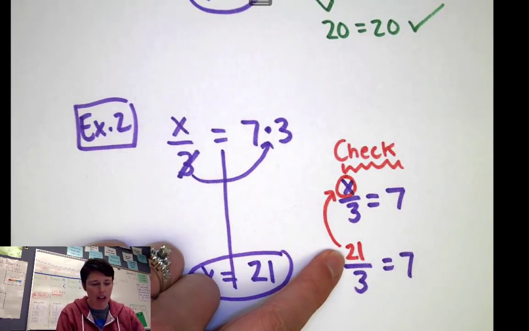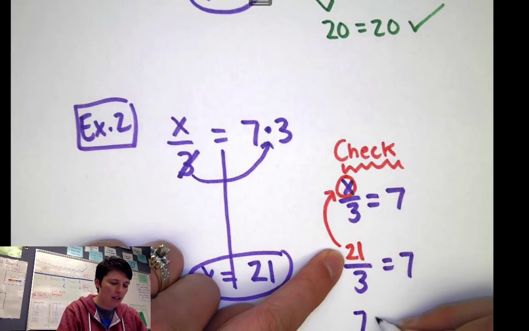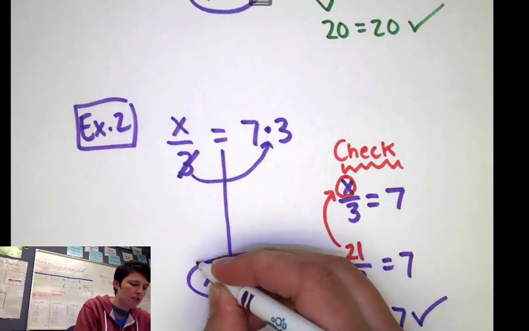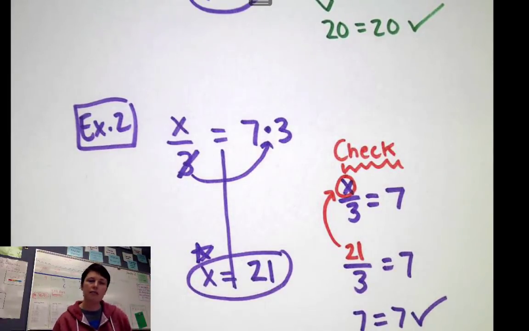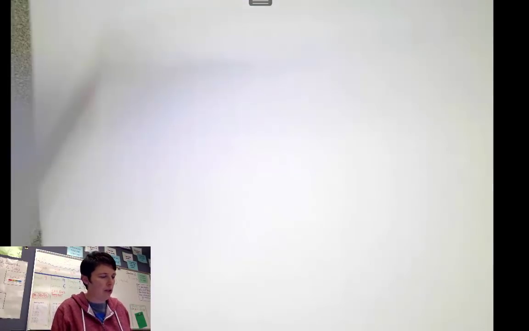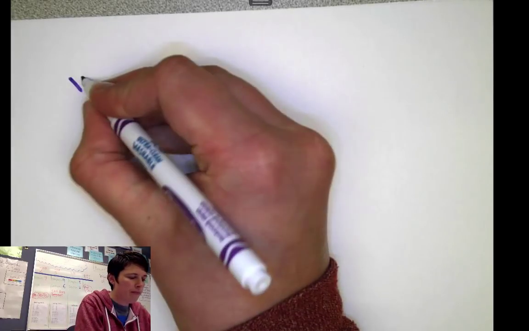Remember, fractions mean divide. And the answer is, yeah, 7, totally. So 7 equals 7, check. Which means my answer, 21, is correct. And I did it right. Okay, so I've shown you a couple examples, but now I think I better have you try. So, here is your you try.